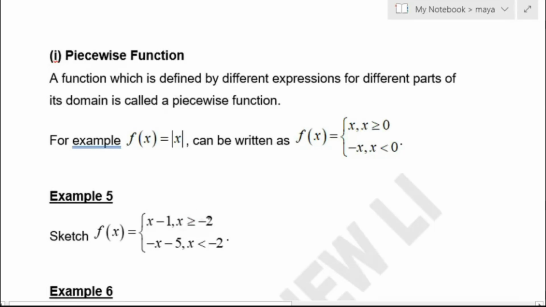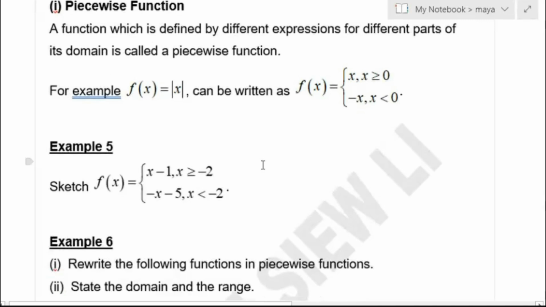For x more than negative 2, it is x minus 1. For x less than negative 2, it is negative x minus 5. So this is what we call piecewise, meaning piece by piece, part by part. They join together to become a whole function, a piecewise function. For example 5, how to sketch a piecewise function.